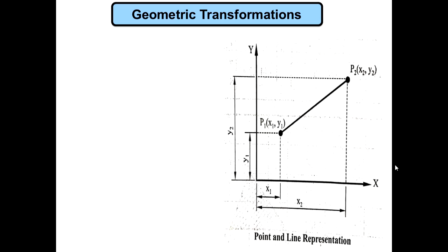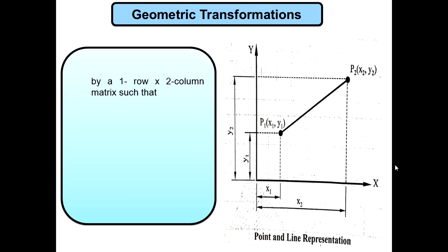We will take the example of the line P1, P2, and we will see how these modifications can be done in the line or the point. A point can be represented by a one row and two column matrix. So in the geometric transformations, take the example of the point P(x, y).